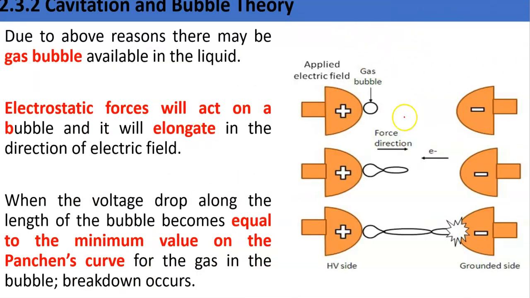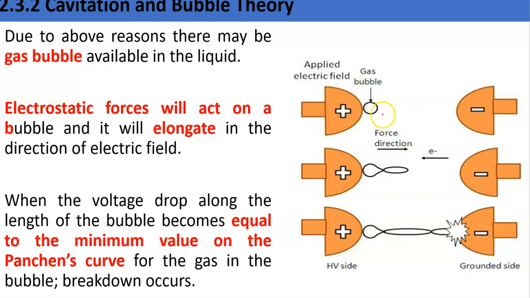Now see here, a gas bubble has entered. In Townsend theory, we consider one initiating electron has entered the gap. Now in cavitation and bubble theory, we consider a gas bubble is there. How has that gas bubble occurred? Four reasons. Due to gas pockets available in the electrode, due to sharp points exploding on the electrode, due to overcoming of the surface tension, or due to dissociation of liquid molecules. Four reasons.